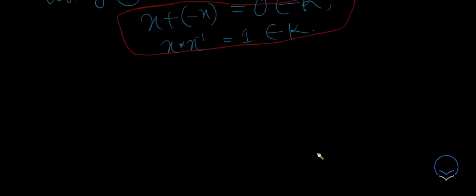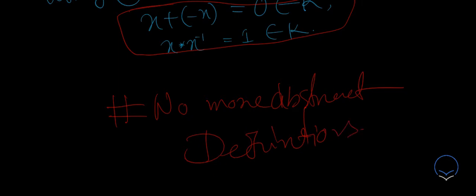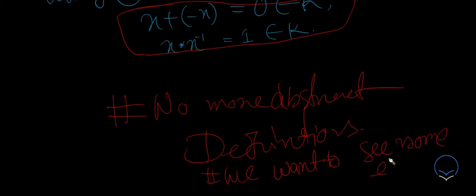So enough of our abstract definitions, so let's write it down. No more abstract definitions. We want to see some examples. So let's start. Let me choose the blue. It's a white color. So this will be the first example.